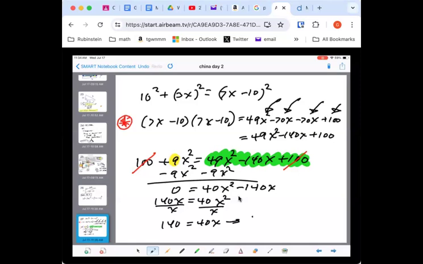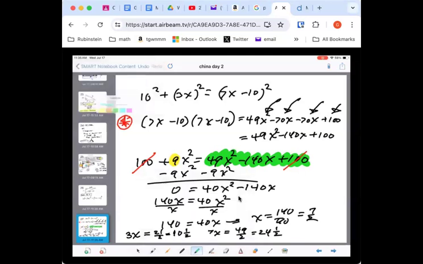Divide both sides by 40. It reduces to 7 over 2. Now 7 over 2 is not the answer yet. They want to know how far the people travel. So I have to multiply that x by 3 and get 21 over 2. So person B goes 10.5 units. That's how far they walk. And person A is 7x, which is 7 times 7 over 2, which is 49 over 2, which is 24.5. And those are the two answers to this question.